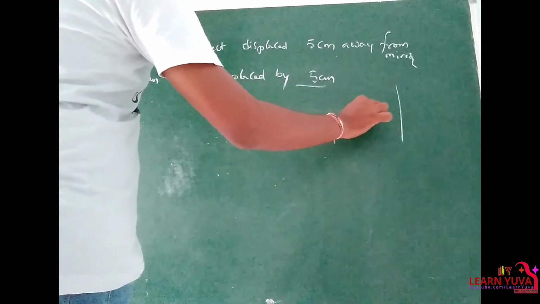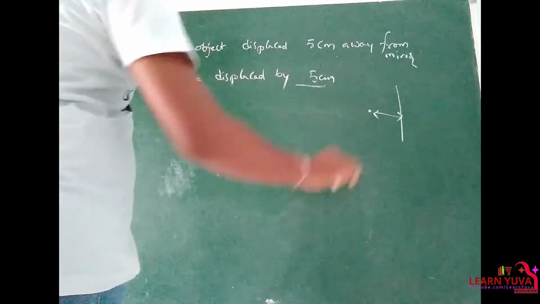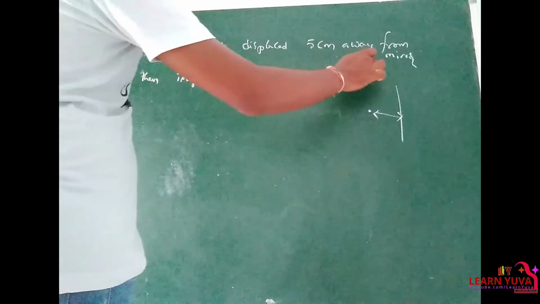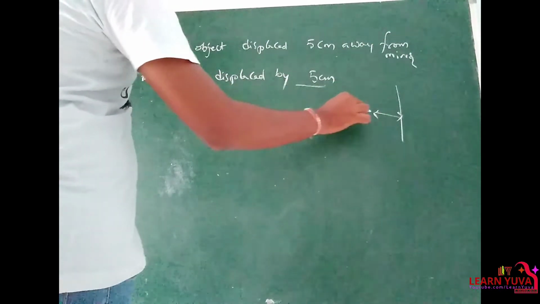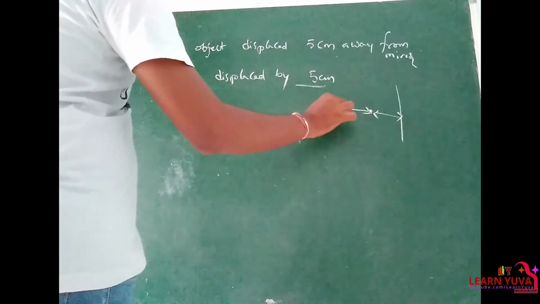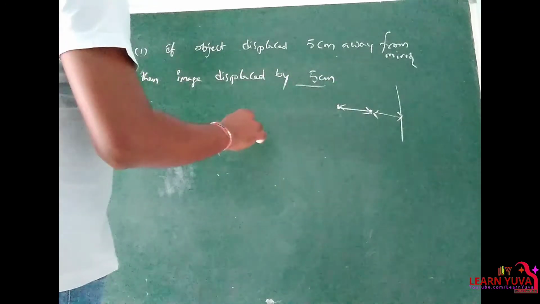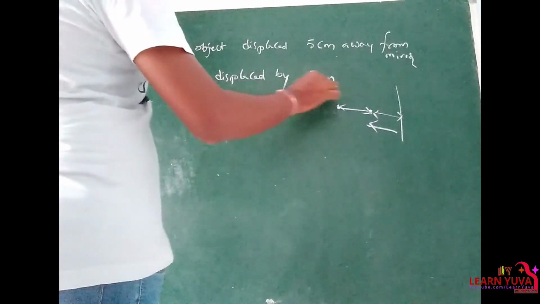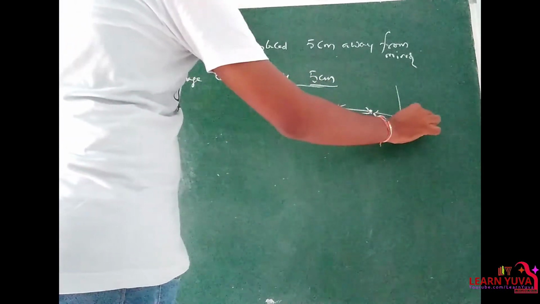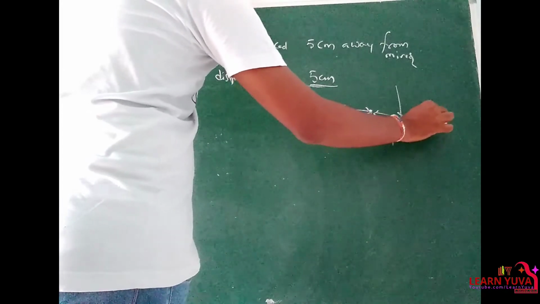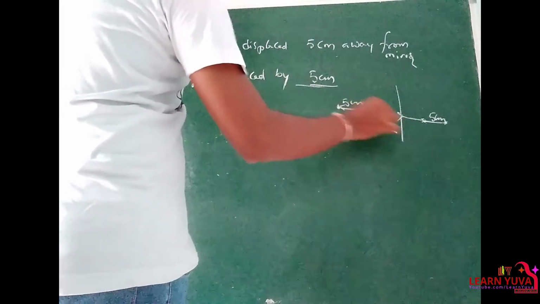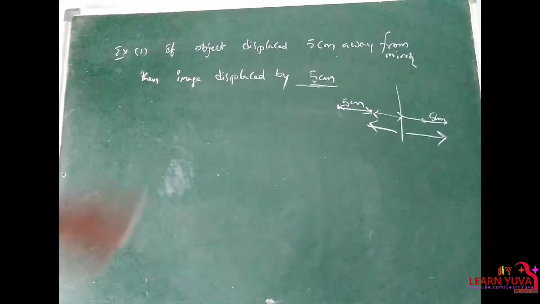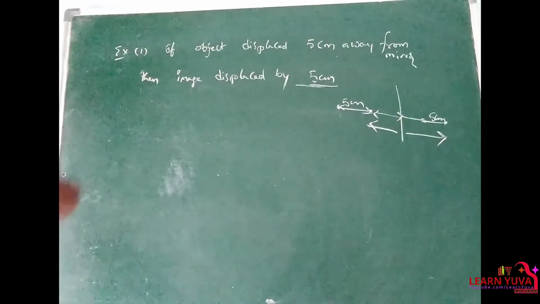This is the actual position of the object. But according to the question, the object is displaced 5 centimeters away from the mirror. So 5 centimeters, that means from here to here, it is the final point. Away from the mirror means towards the left hand side. Clear? Then the image is displaced by the same 5 centimeters, but in the opposite direction. That means towards the right hand side. Clear?